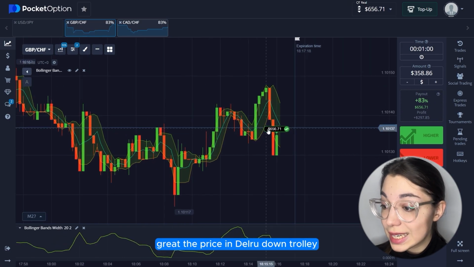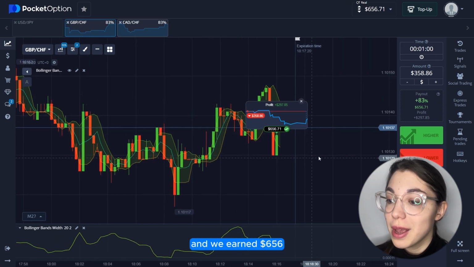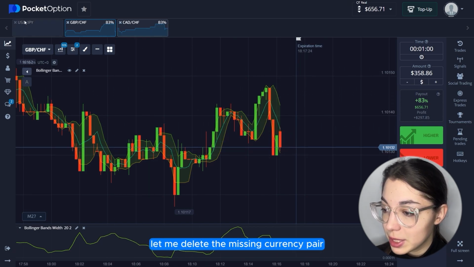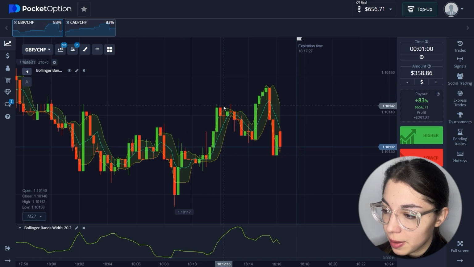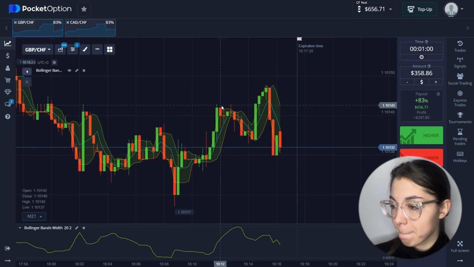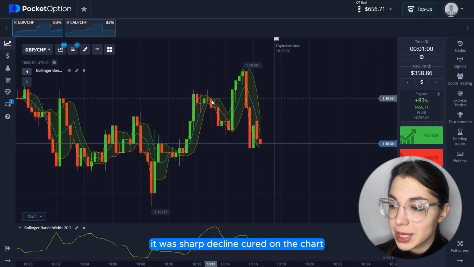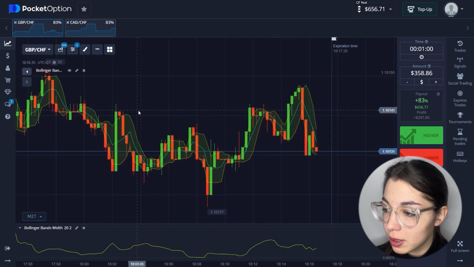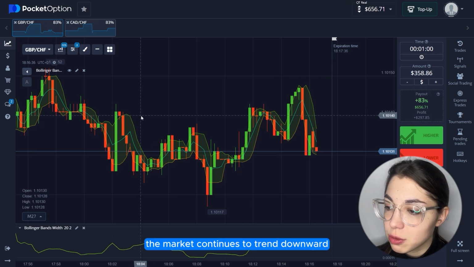Great, the price indeed moved down strongly and we earned $656. Let me delete the missing currency pair. A sharp decline occurred on the chart. The price stopped at the support level. The market continues to trend downward.